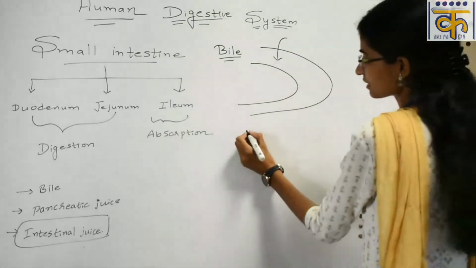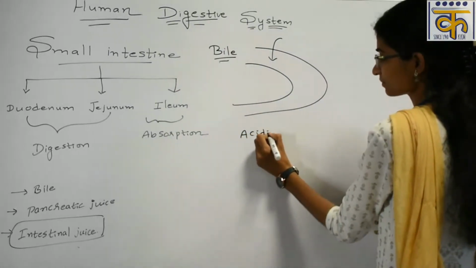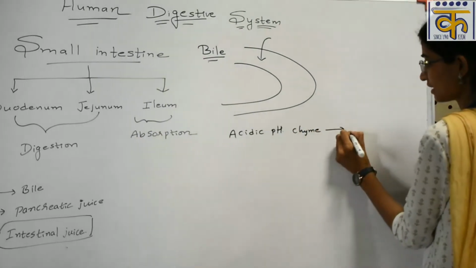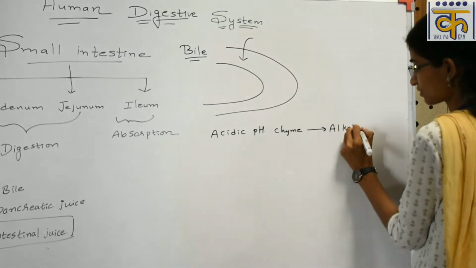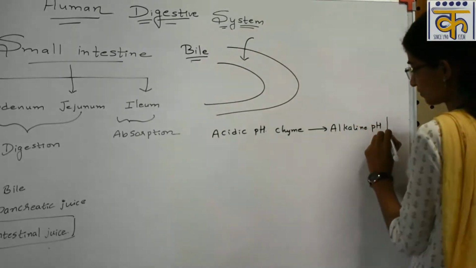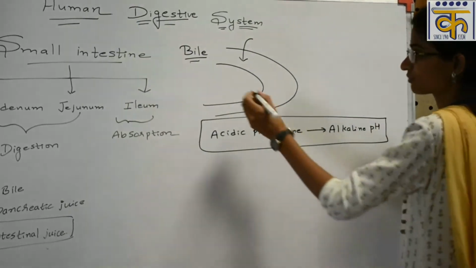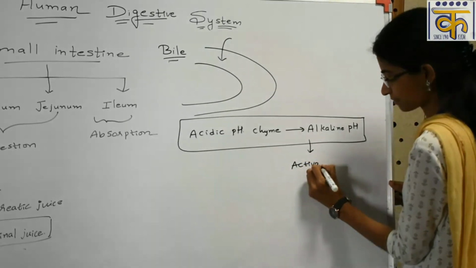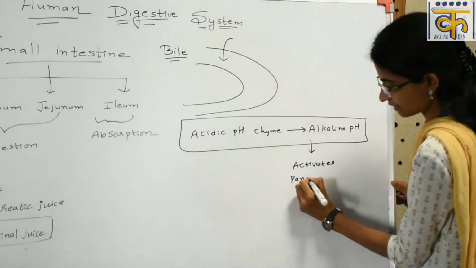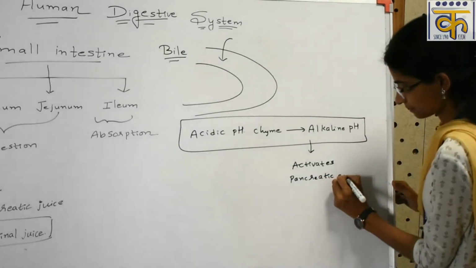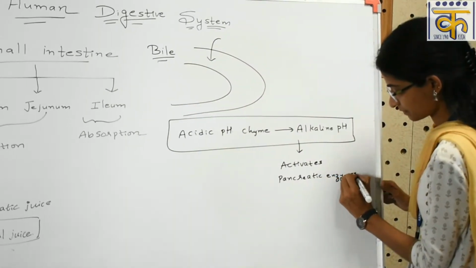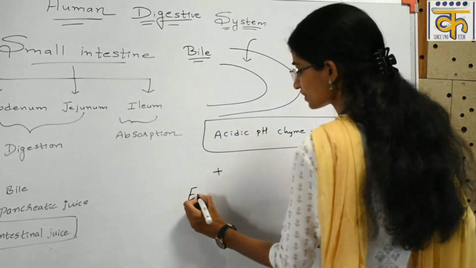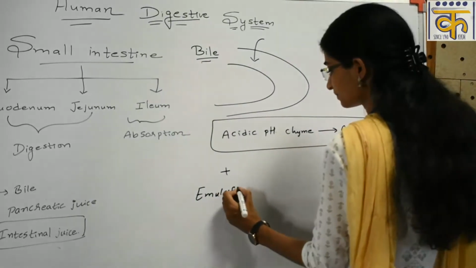Now chyme in the stomach has acidic pH. This acidic pH of chyme has to be turned into alkaline pH, which is done by bile juice. The reason for this is that alkaline pH activates pancreatic enzymes. Apart from this, bile also functions in a process named emulsification.